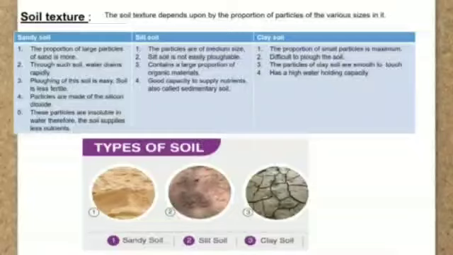Clay soil. In this soil, the proportion of small particles is maximum. The particles of clay soil feel smooth to touch. Clay soil has a high water holding capacity.